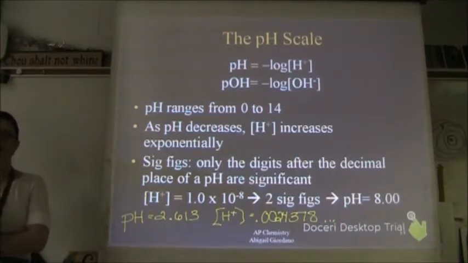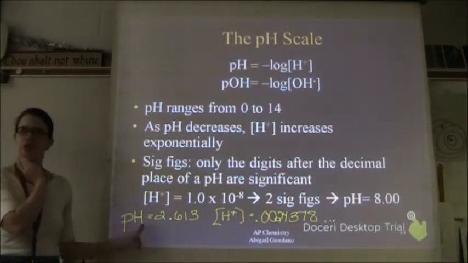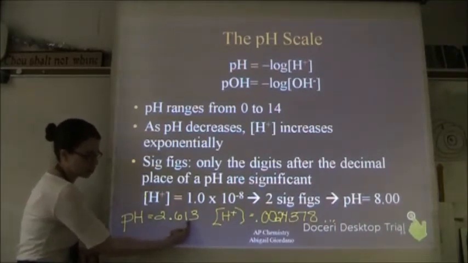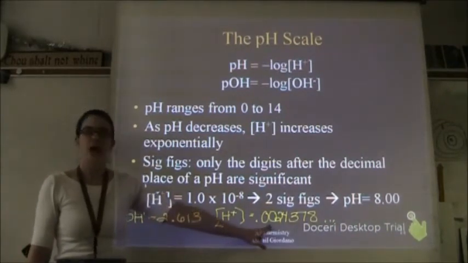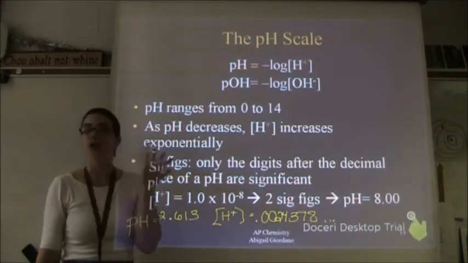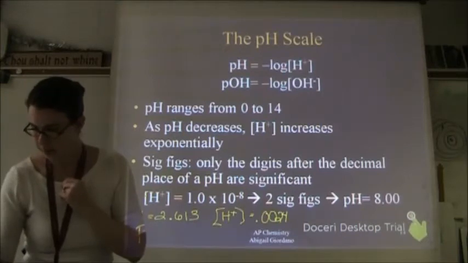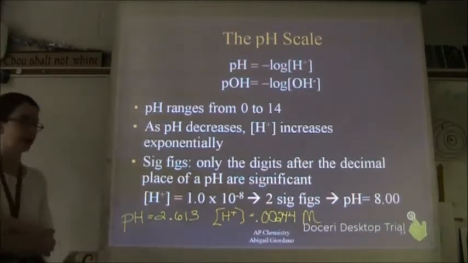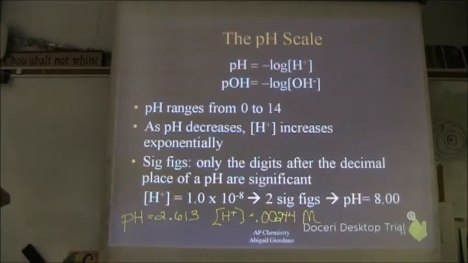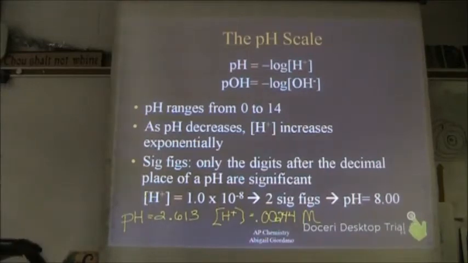Where should I round that off? Which numbers are significant in a pH? Just after the decimal, so 1, 2, 3. So how should I round my answer here? 0.00244. Yeah. Okay. And that's a concentration, so molarity. So I just wanted you to be aware of this. And I'm sorry that we have this new set of rules. It's kind of annoying. But it is what it is.